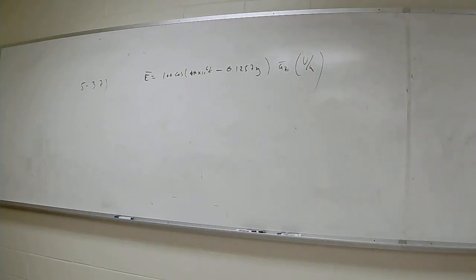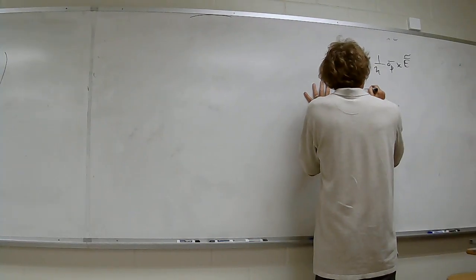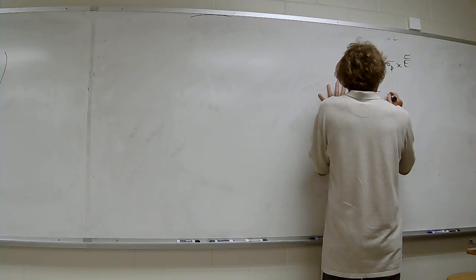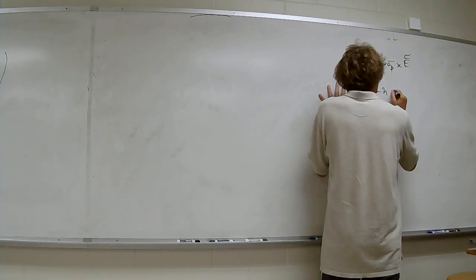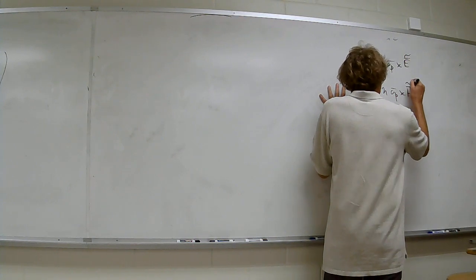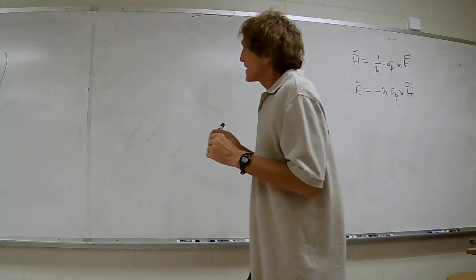Here are the laws. If you have E and you want H in the phasor form, it's 1 over eta, unit vector in the direction of propagation crossing the E field. That's the vector phasor form. And if you have the H field, and this is for plane waves only, it's minus 1 over eta, AP, crossed into H. Those are the two phasor domain forms.